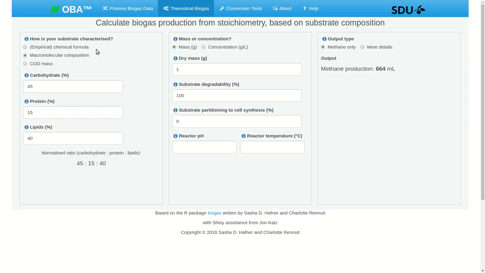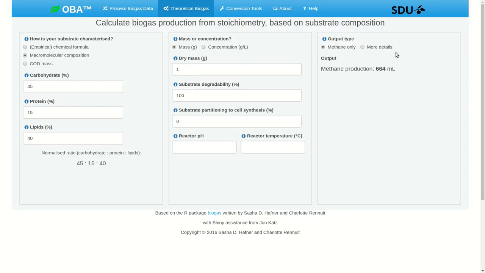So we're going to start by entering the composition of some hypothetical food waste, which will be based on macromolecular composition, and I've assumed it's 45% carbohydrate, 15% protein, and 40% lipid. That is in the organic fraction of this food waste. So our result right now is 660 milliliters, the maximum methane that could be produced from 1 gram of the organic matter in this substrate.